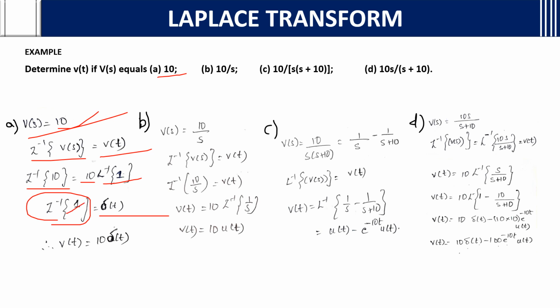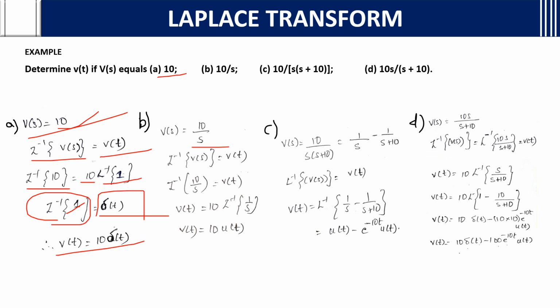You know that the Laplace transform of delta of t is 1. So 1 is nothing but delta of t. So the inverse Laplace transform of 1 becomes delta of t. It's just the reverse. If you know the formula, you can do the inverse. Laplace inverse of 1 is delta of t. So v of t is equal to 10 delta of t.